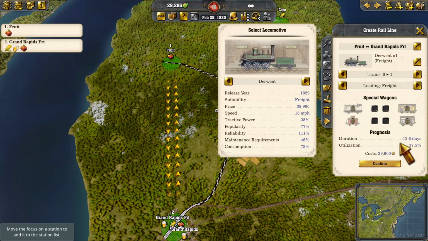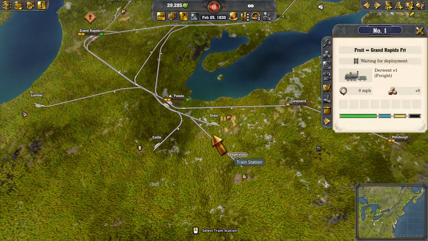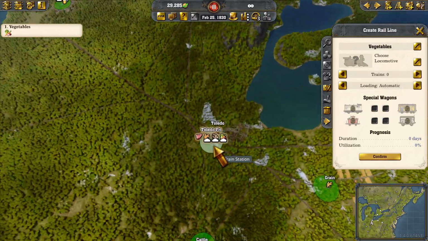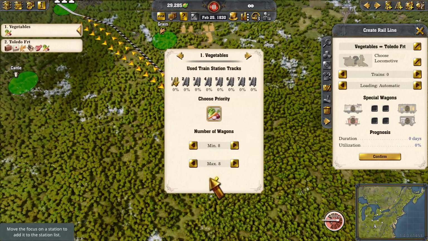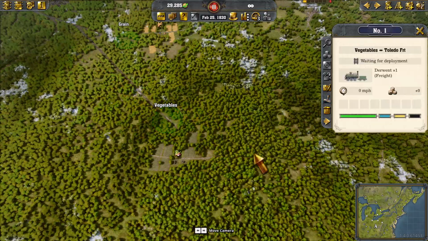All right, so here's another case. We want 18. We've got 12 days. That's beautiful. So the fruit's fine. The veggies we know will be fine because it's going to be a short line. Veggies to here. We're going to run full. And we're going to see it's a 10-day line.